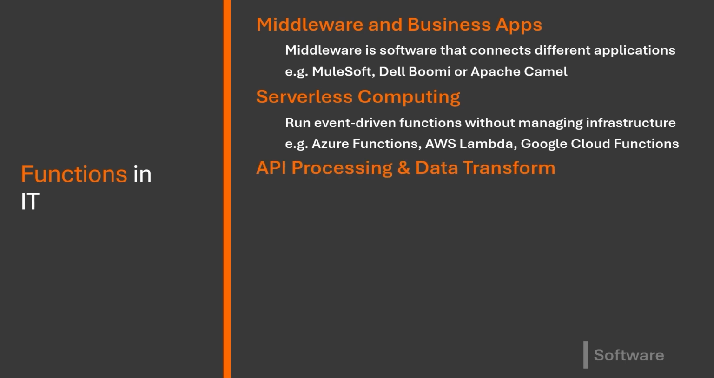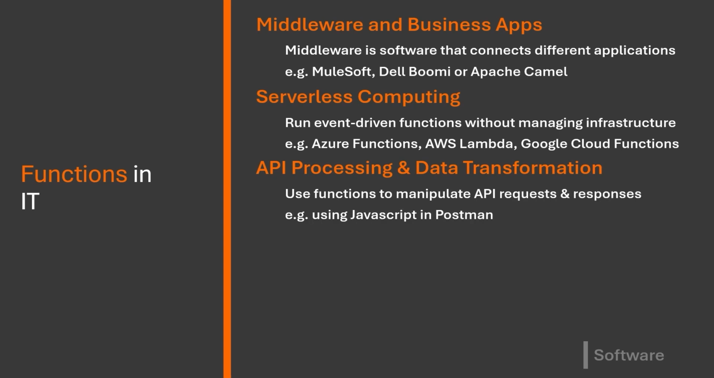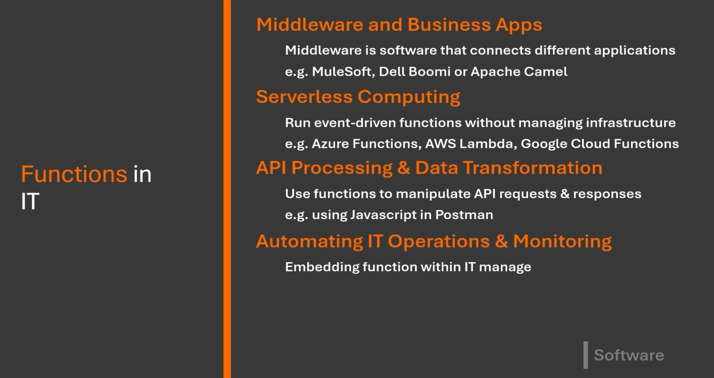We can also use functions to manipulate API requests and responses. For example, using JavaScript within an API testing tool such as Postman. Functions can also be embedded into IT management tools. For example, a network administrator can use Python functions within a monitoring tool like Zabbix to analyze network traffic patterns.